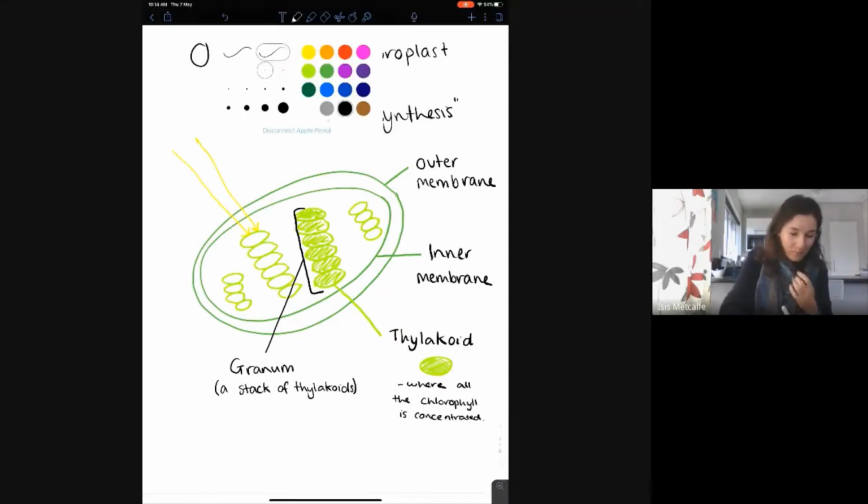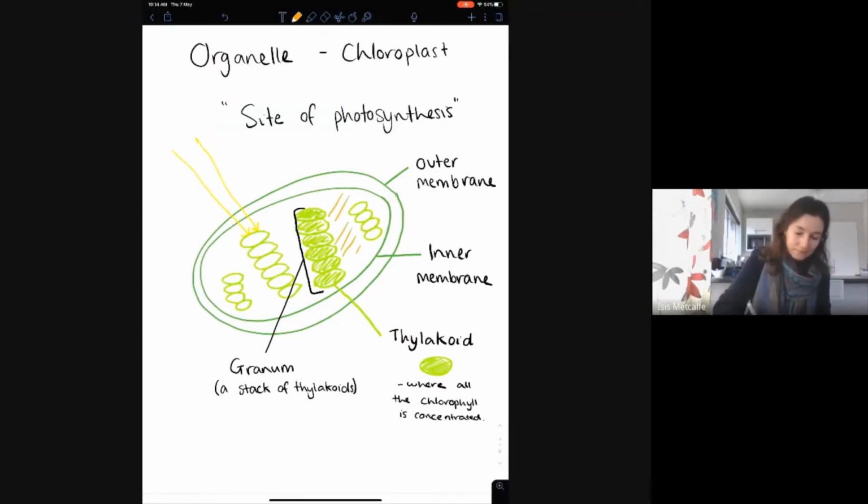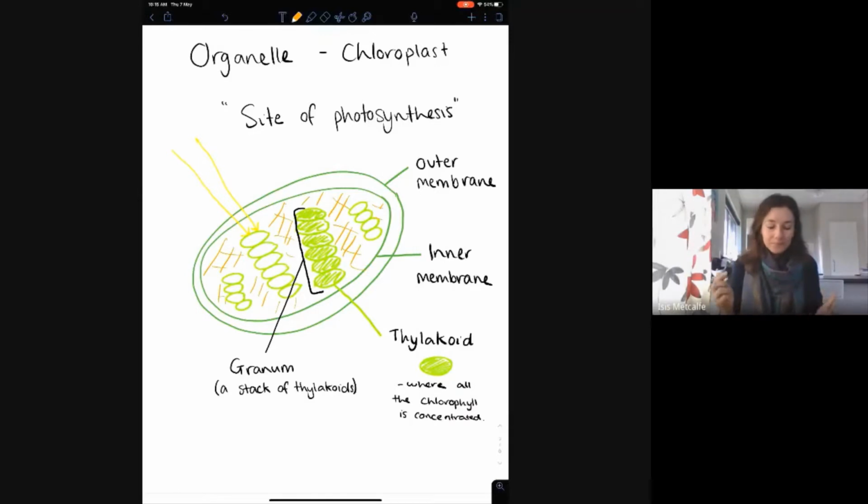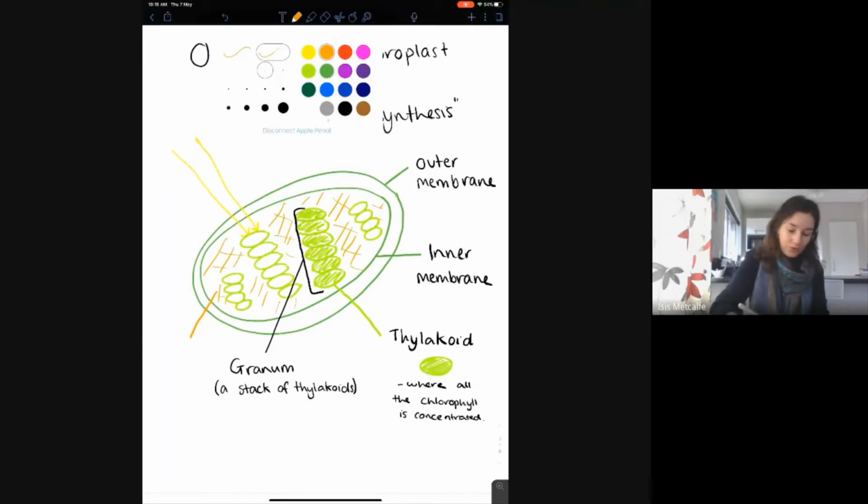I'll just add one more thing. In the background here, this empty space is kind of like the cytoplasm. You know how the cell has all the organelles dotted inside, held in a jelly-like substance called the cytoplasm? Well, the chloroplast has a similar thing, and instead of being called the cytoplasm, it is called the stroma.